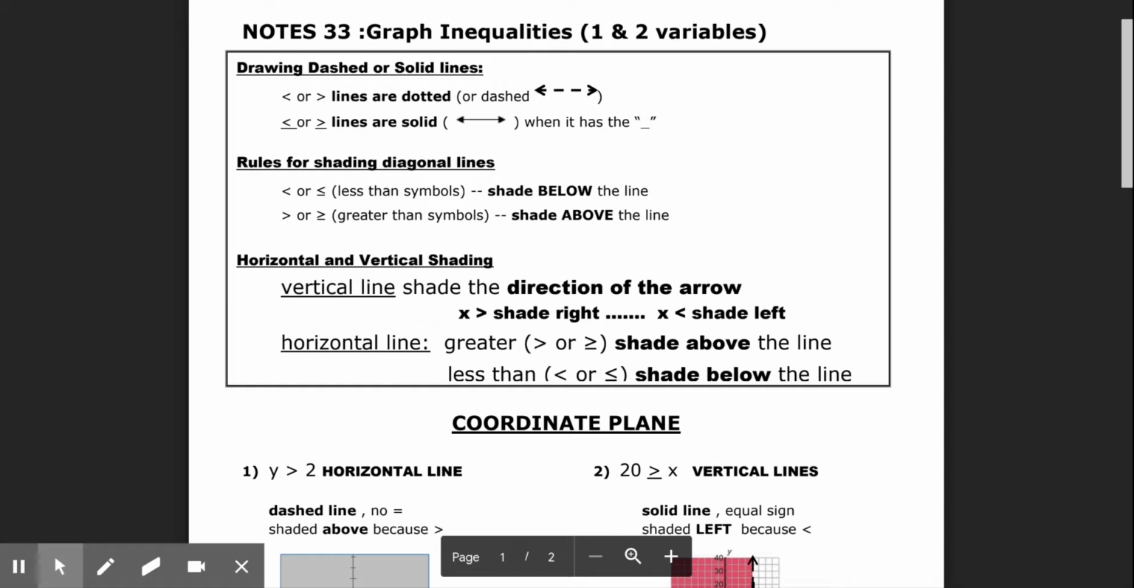You might want to remind yourself about drawing dashed or solid lines. Remember, if it doesn't have an equal sign underneath it, it's dashed. If it does, it's solid. Rules for shading diagonal lines: if it's less than or equal to, you're going to shade below. If it's greater than or equal to, you're going to shade above.